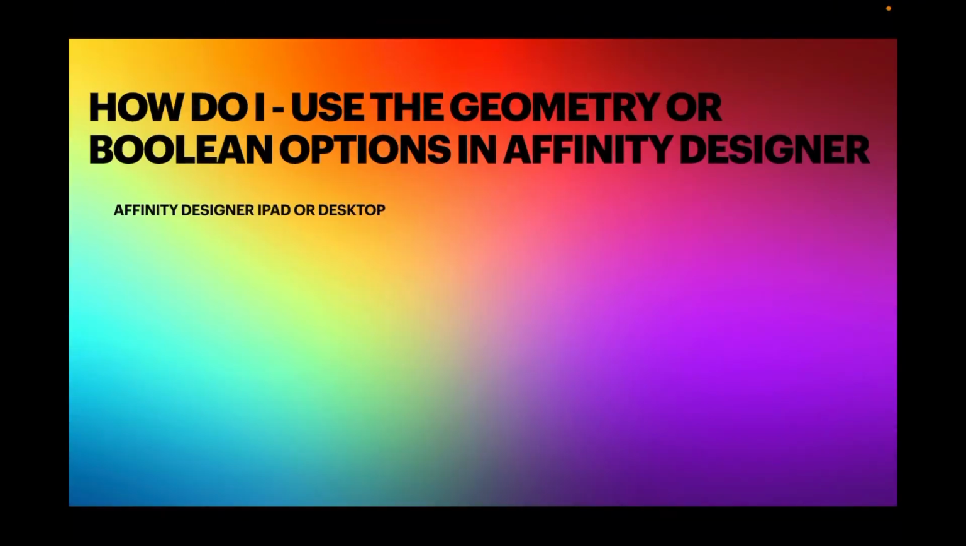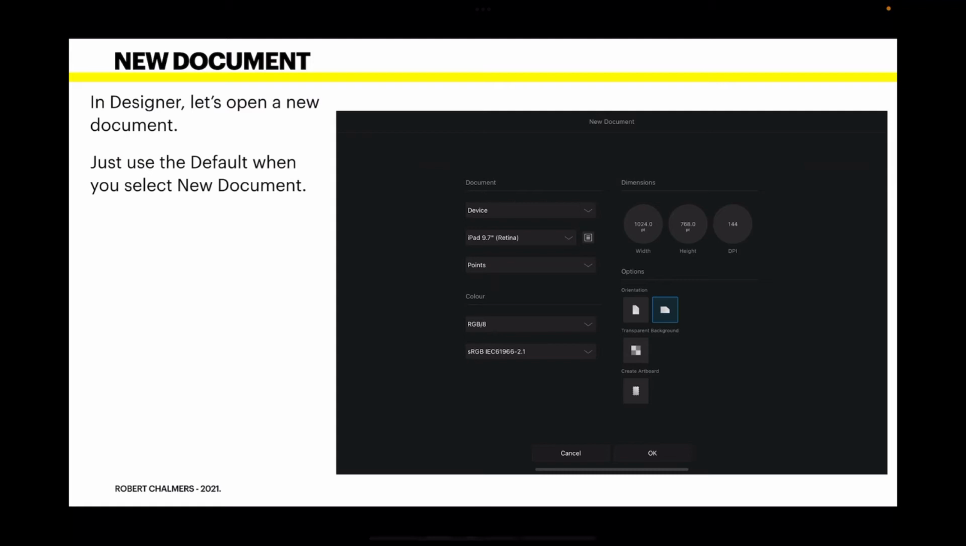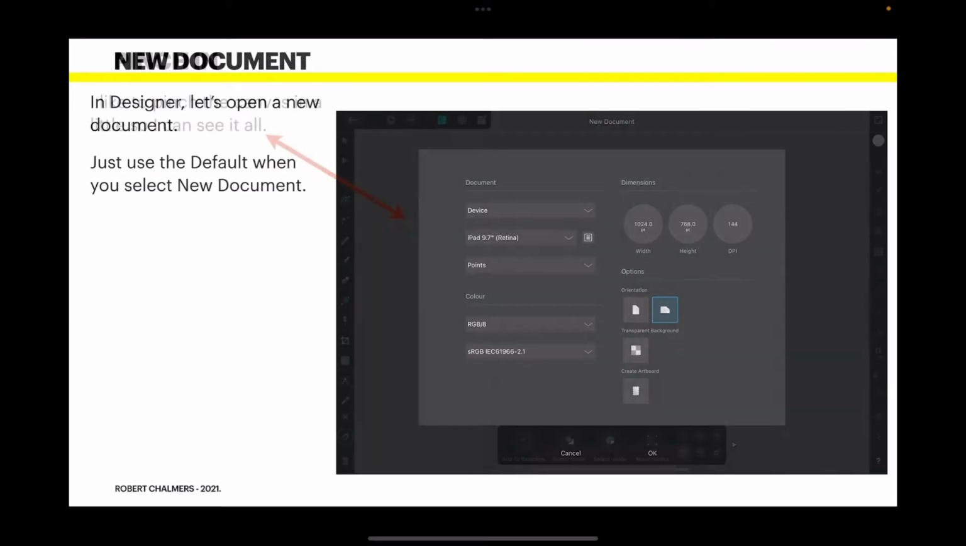Hi guys, in this short video I'd like to show how I use the geometry or Boolean operations in Affinity Designer. Now this is good for the iPad or the desktop, but obviously I'm doing it on the iPad. To start with, I've just opened a new document in Designer and used the default. You don't have to worry about anything else, just select new document and click OK for the default.